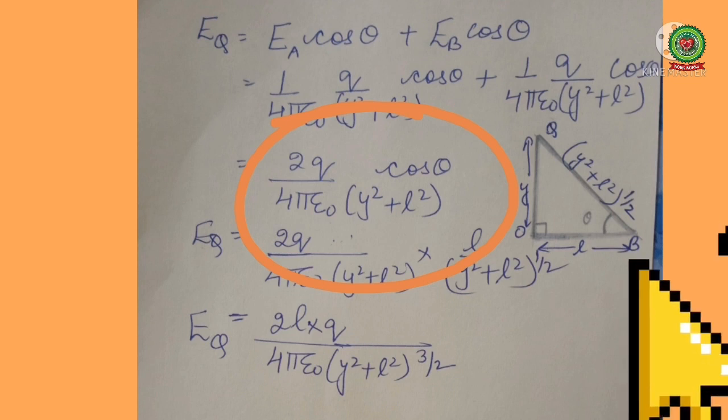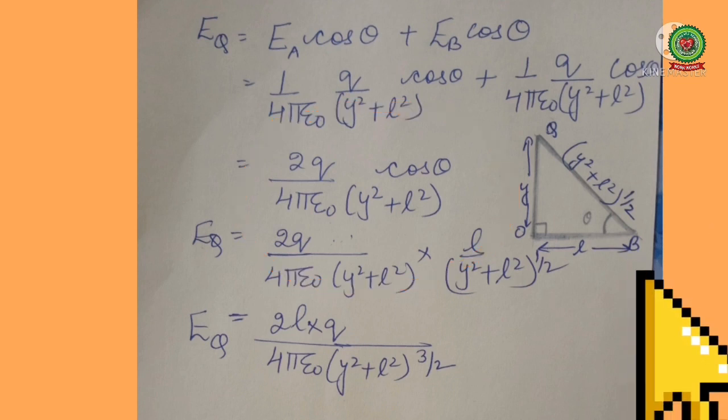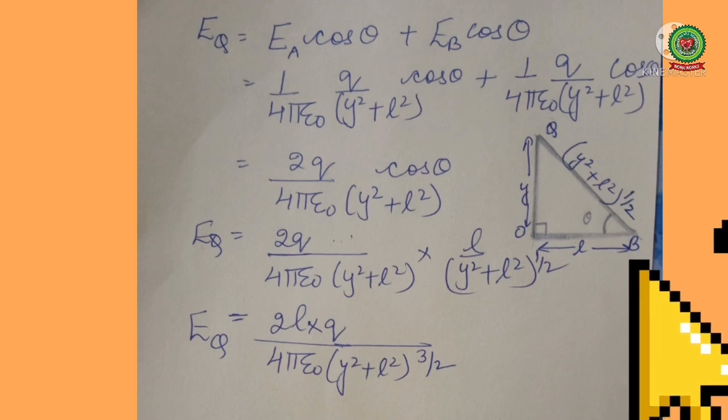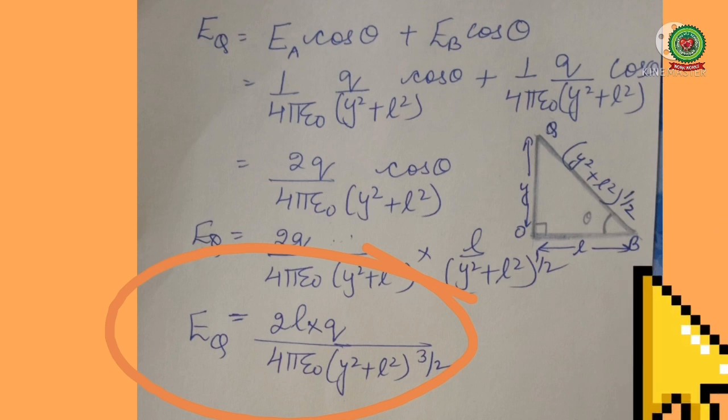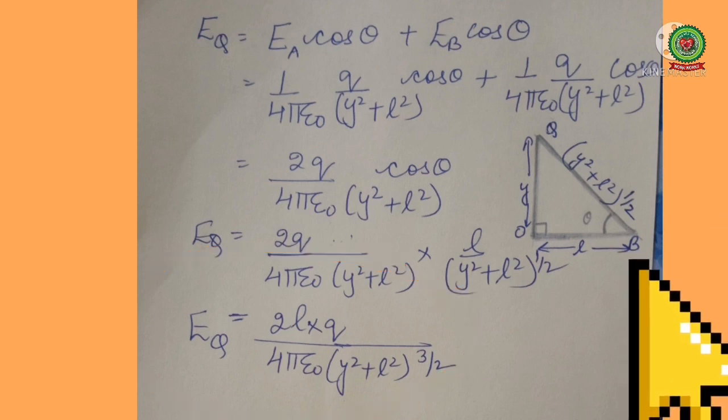Now children, we don't have the value of cos theta. Now let's take the triangle OQB. So children, cos theta comes out to be OB over QB. Here OB is equal to L and QB is (y square plus L square) power 1 by 2. So children, on inserting the value of cos theta in the above equation, we will get the result E equal to 2 into 1 over 4 pi epsilon naught q over y square plus L square into L over (y square plus L square) power 1 by 2.